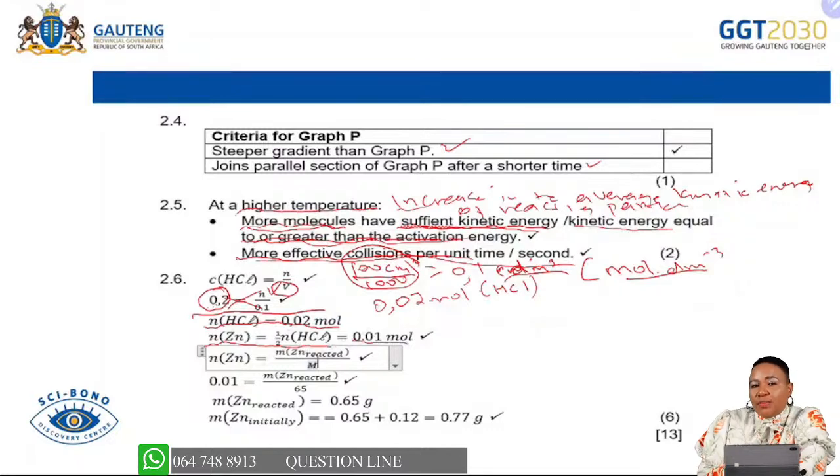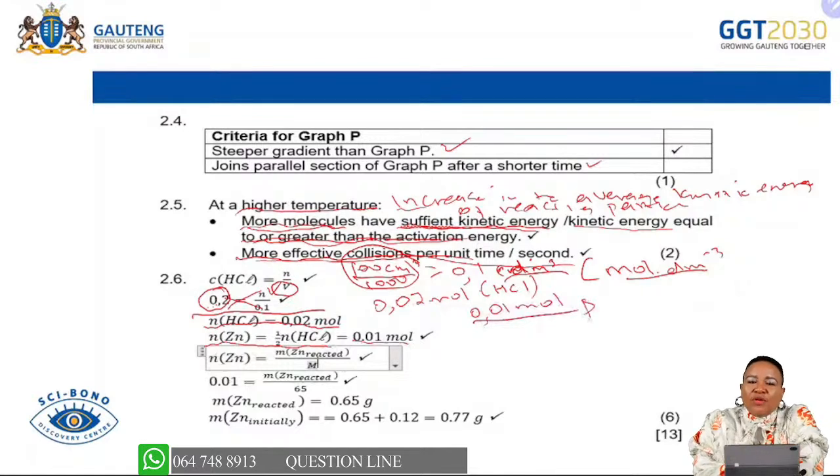Remember, it is very important that you are getting used to the calculator that you are using every day so that you can be able to operate it correctly to prepare yourself for examination. So now we are going to find the number of moles of zinc, which is going to be 0.01 mole of zinc. However, the question is not looking for the number of moles of zinc, it's looking for the mass.